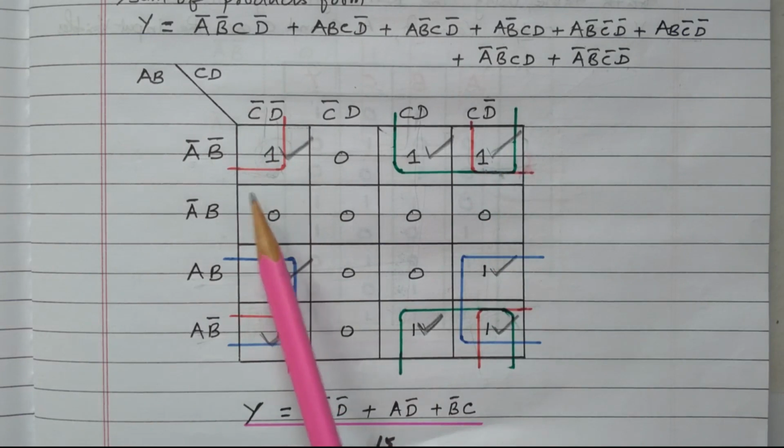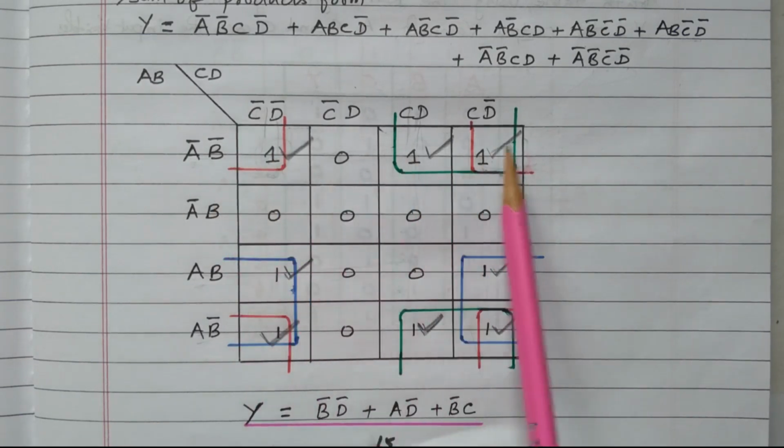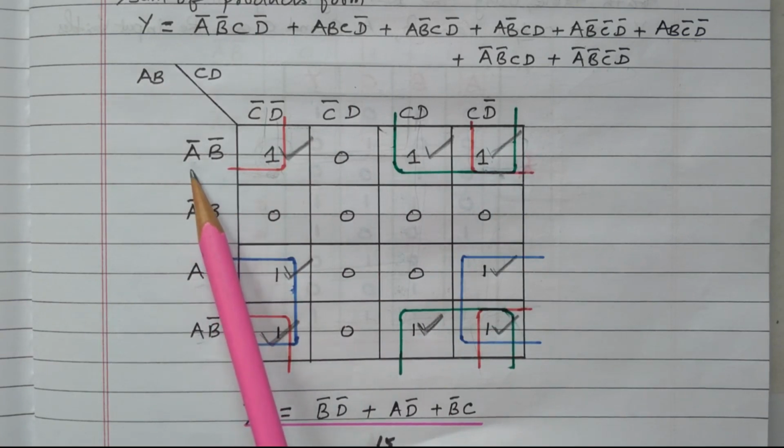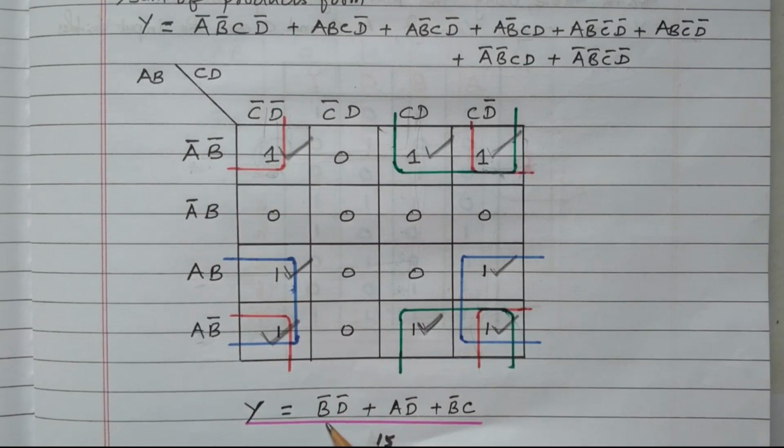Now for this we will see what the expression is. So this row is covered and this row also covered, first row and fourth row. What is available in first row? A bar, B bar. What is available in fourth row? A, B bar. See, this A bar and A got cancelled. Only we have B bar.